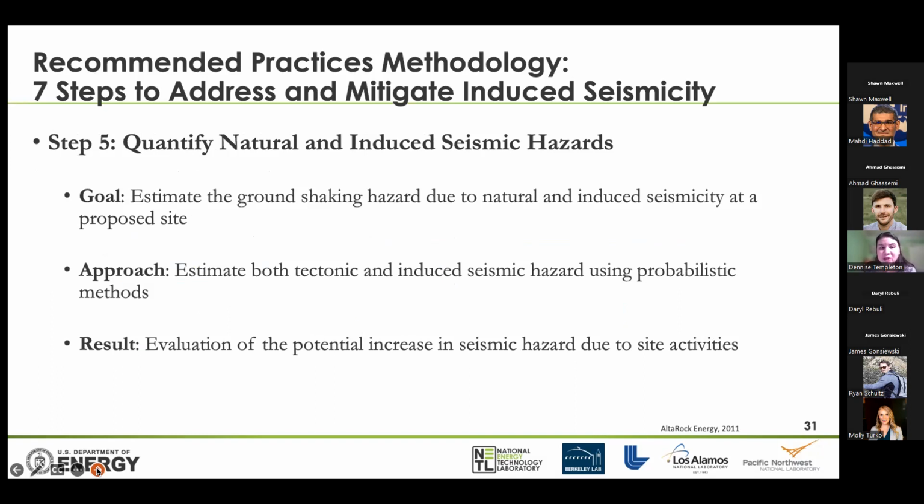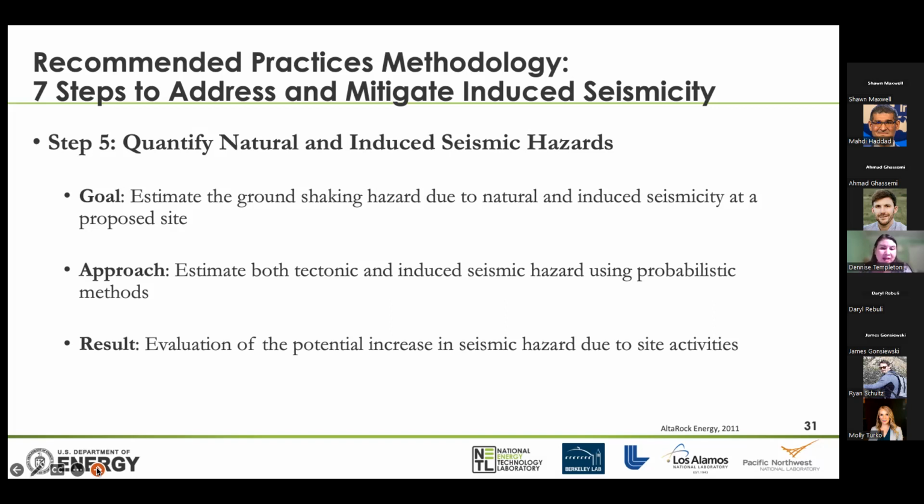So for step 5, we talk about how to quantify natural and induced seismic hazards. The goal here is to estimate the ground shaking hazard due to natural and induced seismicity at a proposed site. We want to look at both tectonic and induced seismic hazards using probabilistic methods. For the tectonic part, we want to make sure that our facilities are going to be safe from tectonic hazards. We need to be storing carbon dioxide in the subsurface for an appreciable period of time, so we want to make sure that there are no natural events that could harm the reservoir, for instance.